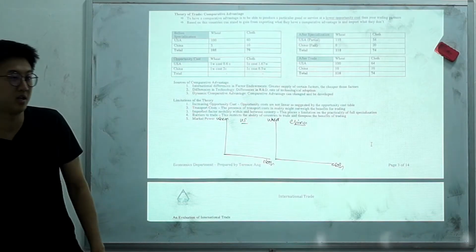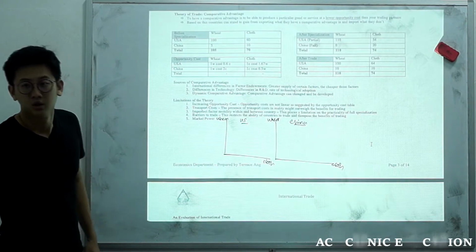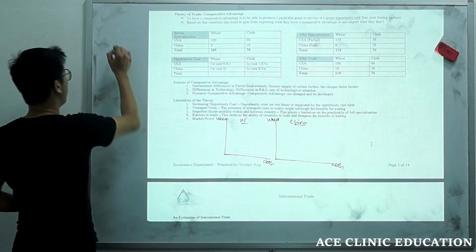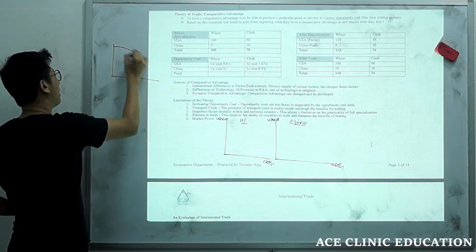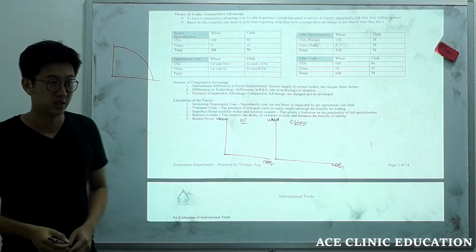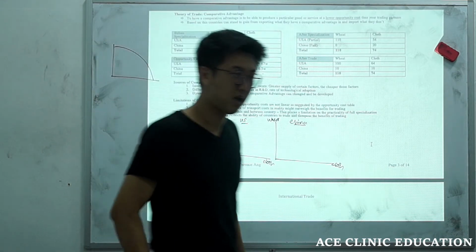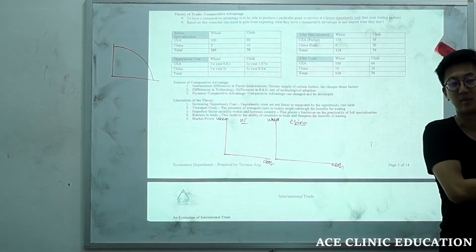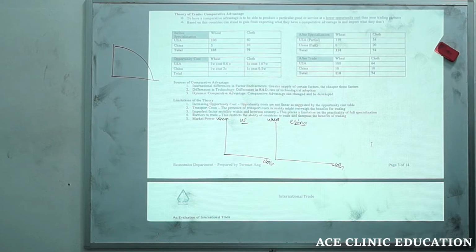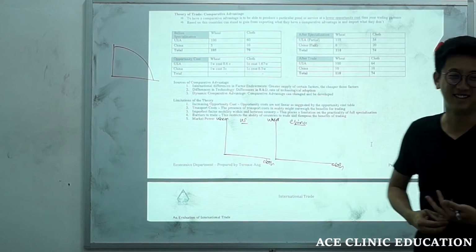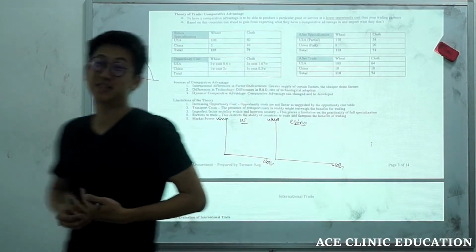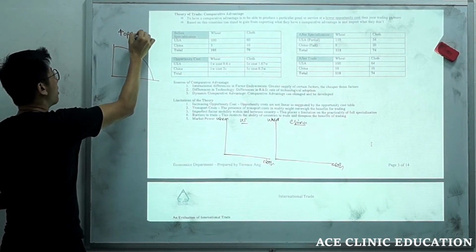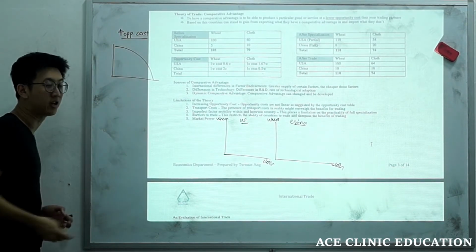Ready? Need a minute? Okay, so let me backtrack a bit. What does a PPC normally look like? It looks like this, right? Does anyone remember why a PPC looks like that? Why does a PPC look like that? Because it just looks like that, isn't it? The PPC looks like that because of rising opportunity cost. So it's a concave shape.